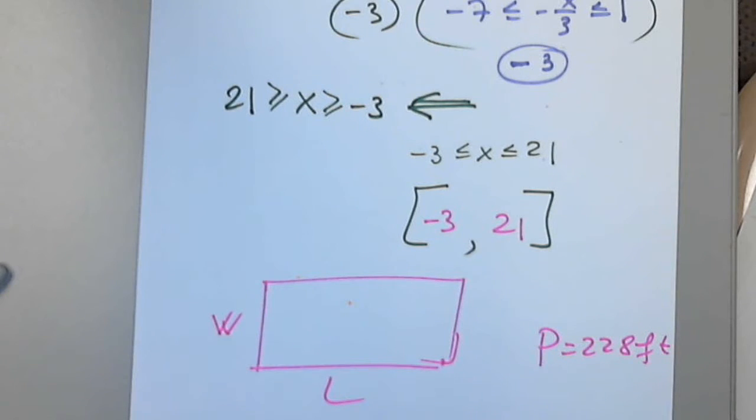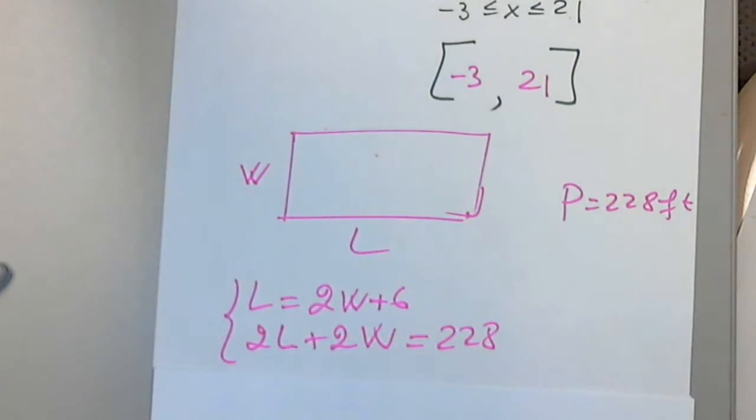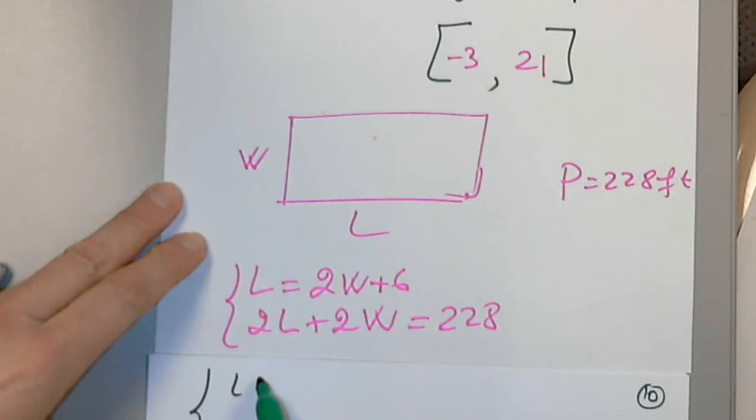Okay, I need a second equation. L times W equals P. The 2L, perimeter, 2W, yes, 2L plus 2W equals 228. Perfect. What do you think I'm going to do to the second equation before I even touch it? Divide by 2. Divide both sides by 2. Always simplify to the lowest terms possible. So L equals 2W plus 6, and I have L plus W equals 114.